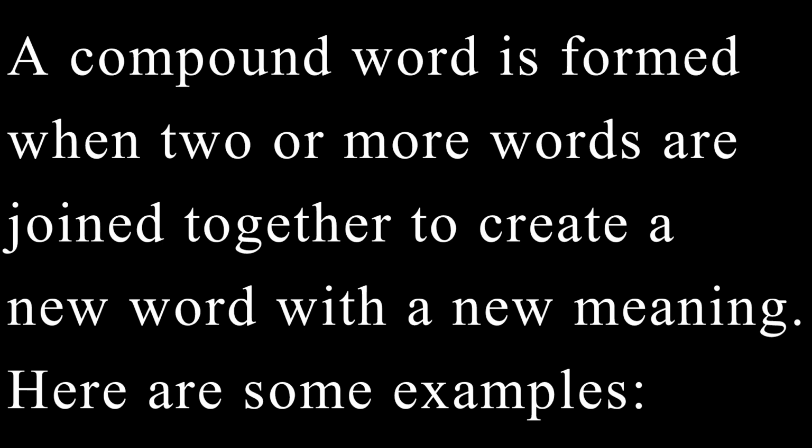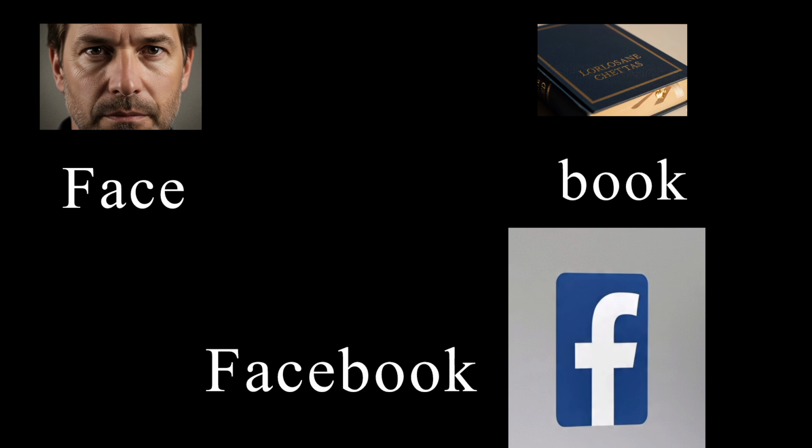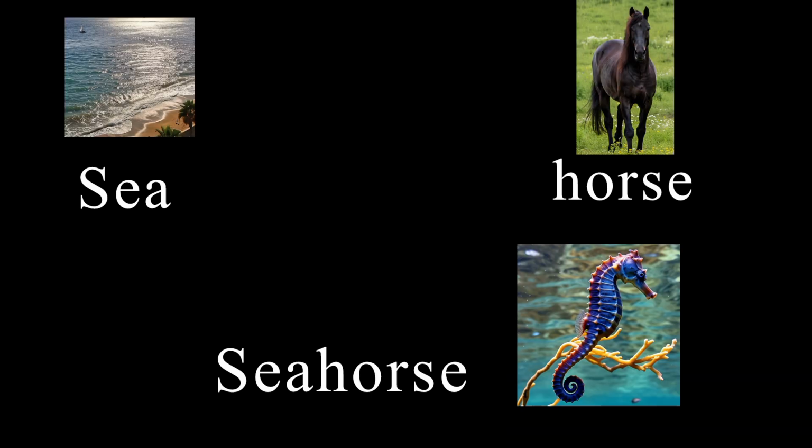A compound word is formed when two or more words are joined together to create a new word with a new meaning. Here are some examples. Face, book, Facebook. See, horse, seahorse.